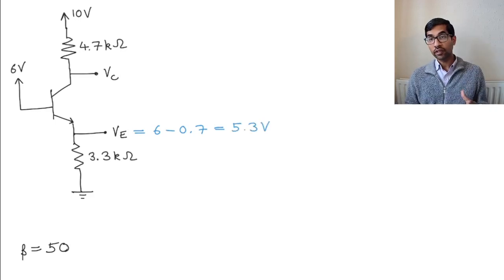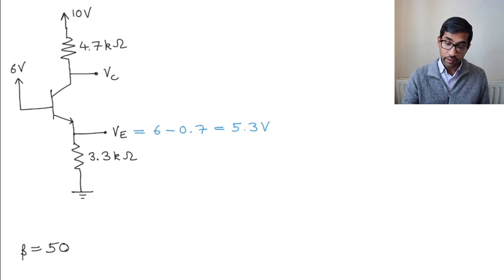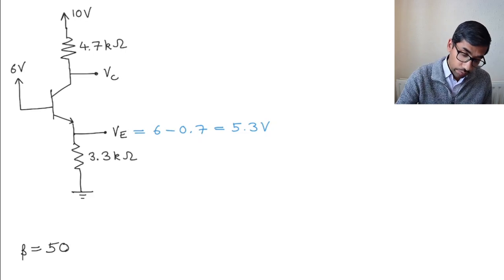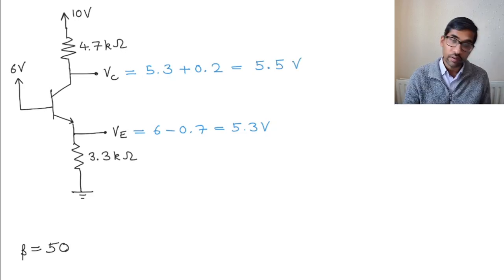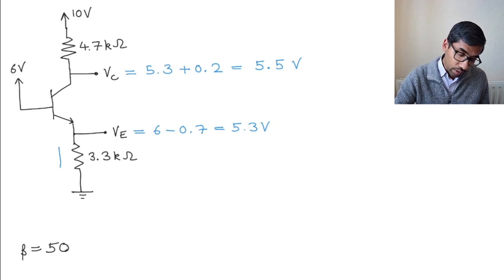In the saturation mode, we also know that the voltage VCE, the voltage between the collector and the emitter, is 0.2 volts, which means that the collector voltage is going to be 5.3, which is the emitter voltage, plus 0.2 volts, which is equal to 5.5 volts. Now having these voltages we can calculate IE.